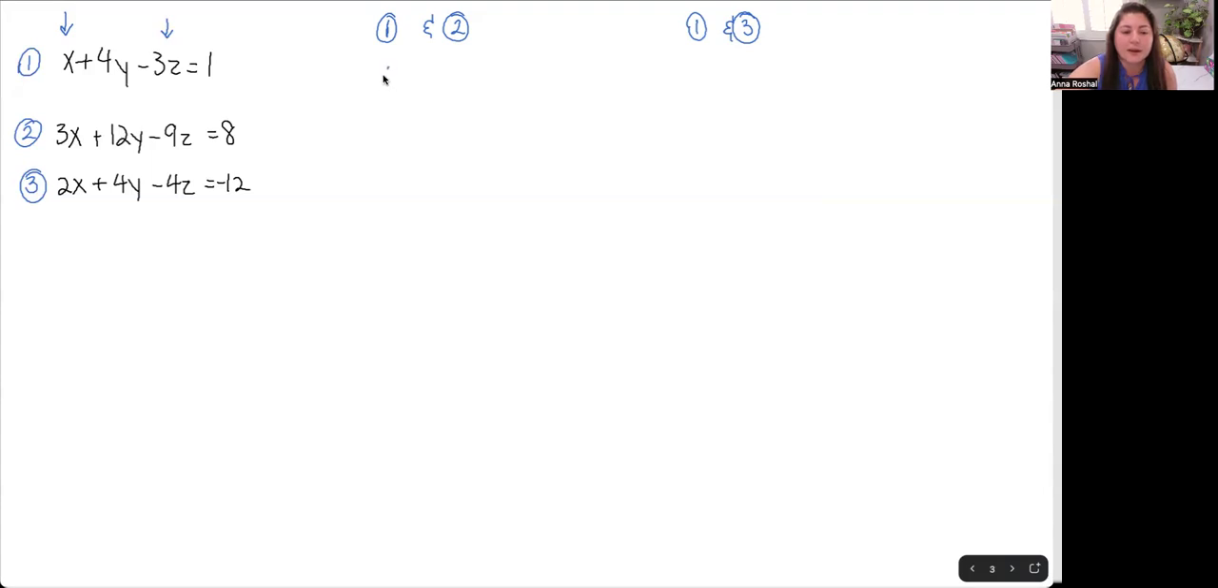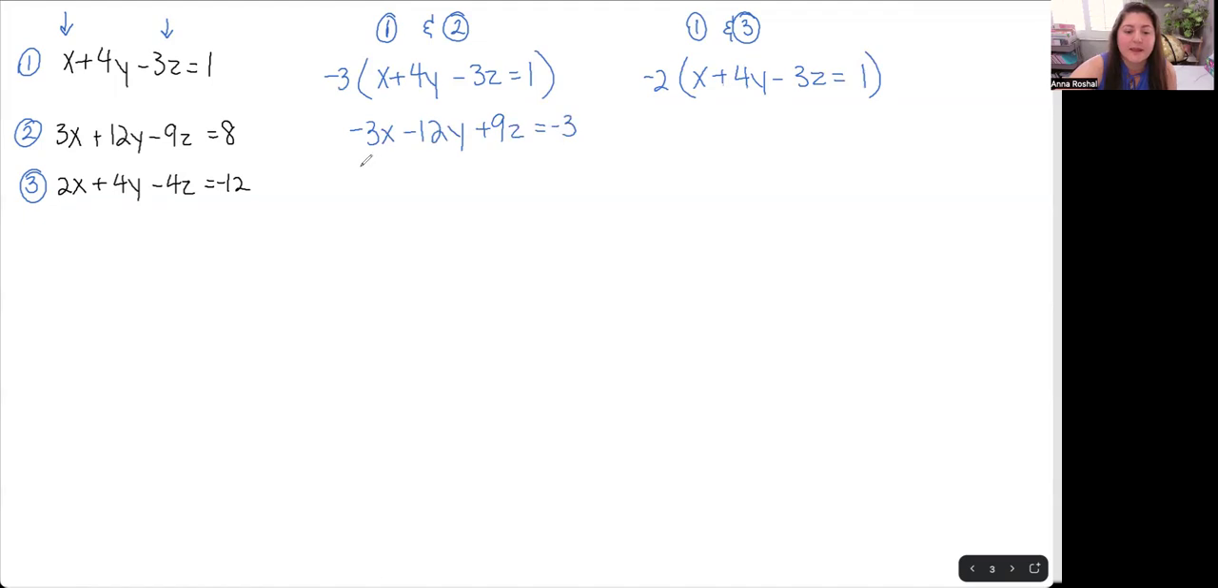So I have x plus 4y minus 3z is 1, 3x plus 12y minus, actually, before we do all that jazz, so that I don't have to rewrite it again, let's multiply this guy by negative 3. And then I'm going to do the same thing here so that I remember that that's what I wanted to do. I'm going to multiply this whole business by negative 2. So I'm going to end up with negative 3x minus 12y plus 9z equals negative 3. And then I'm going to bring the second equation in here.